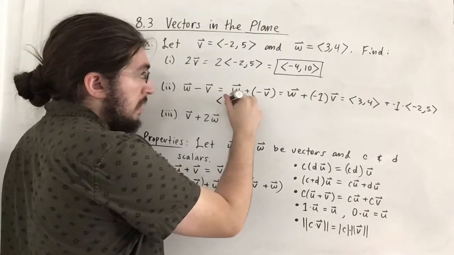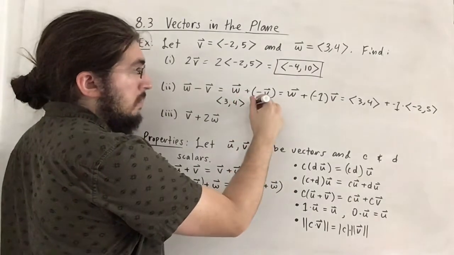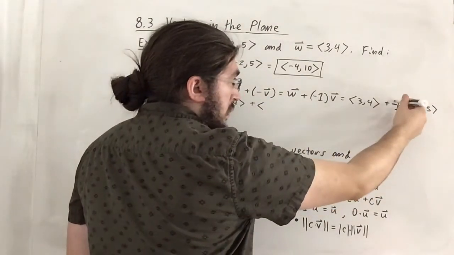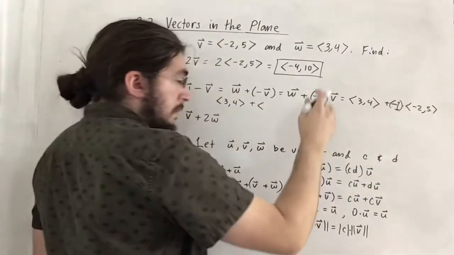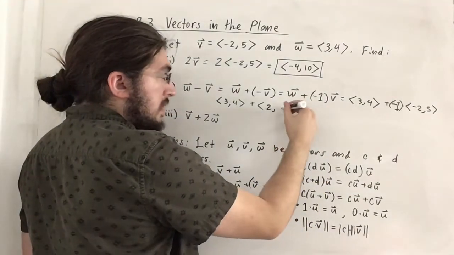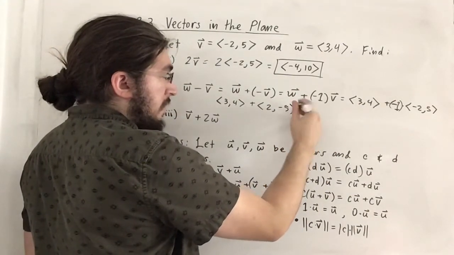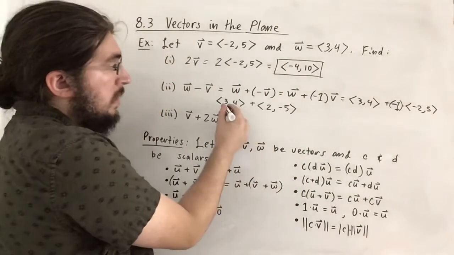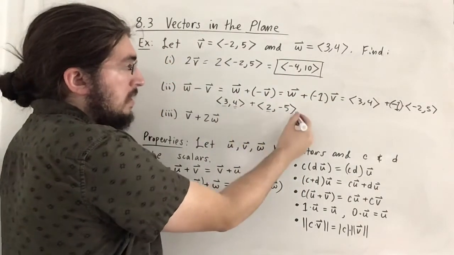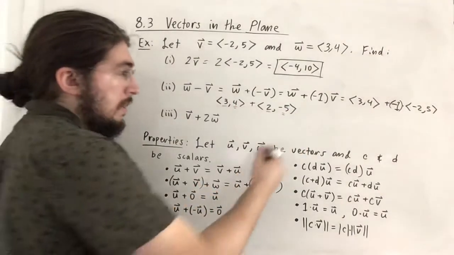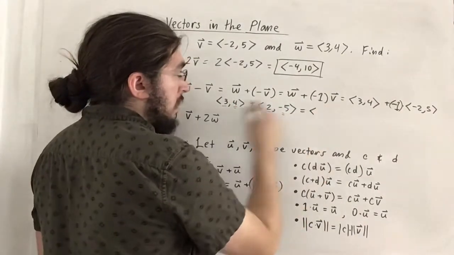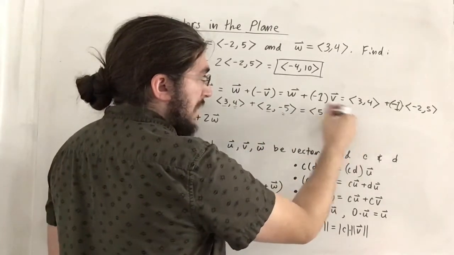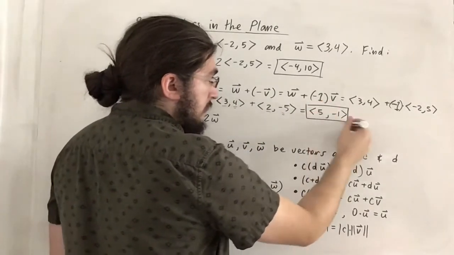So we'll end up getting 3, 4, which is w, plus -1 scaled into -2 and 5, change their signs to 2, -5 now. And now to add these two vectors, remember we add component-wise. So we're going to add this 3 to this 2, and this 4 to this -5 for the second component. So we'll end up getting 3 plus 2 for the first one, and then 4 minus 5, which is -1 for the second component. And there we go.